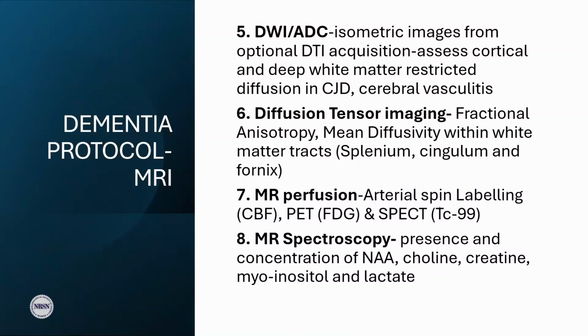Now, studies have shown that mean diffusivity is reduced in some white matter tracts such as the splenium, the cingulum, and fornix in that order in patients that have dementia. Magnetic resonance perfusion is also an interesting area in neuroimaging, because the ideal thing is that perfusion and metabolism should occur concurrently. So wherever blood goes, metabolism should be there.